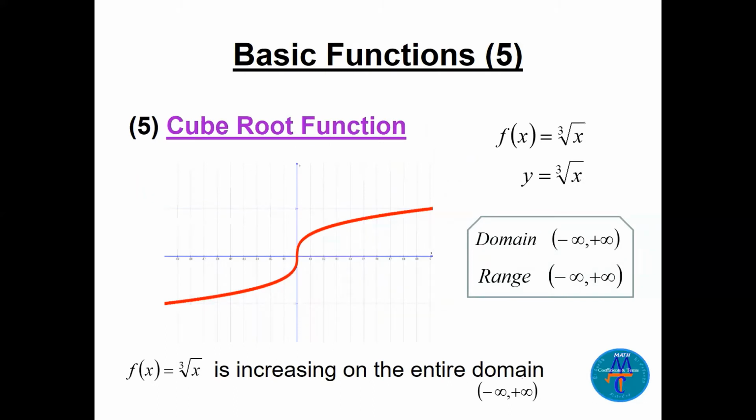Cube root function, cube root of x. Take x equals 0, x equals 1, it will be 1. If you take x equals 8, it will be 2. And then you graph it. This is the graph of the cubic function. Domain is R, and the range also is R. It is increasing on the entire domain.